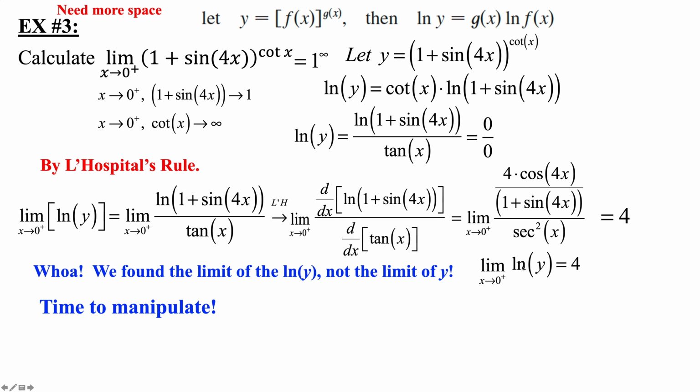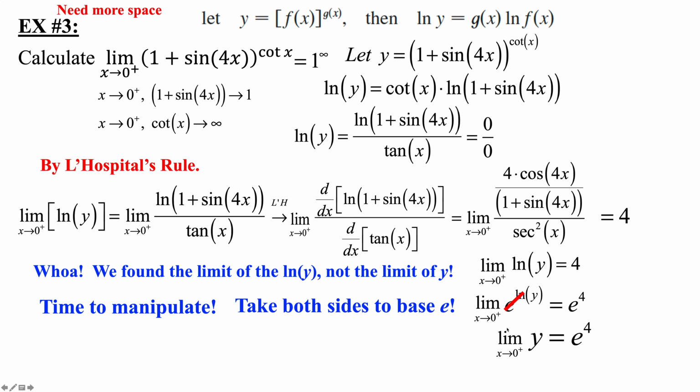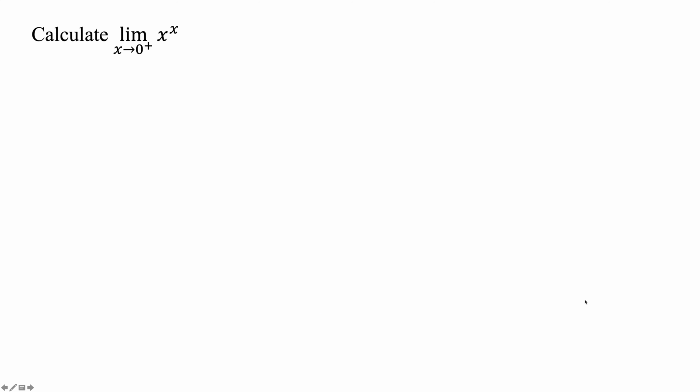Now you take base e to both sides. So the limit as x approaches 0 from the right of e to the natural log of y, well, e to the natural log will cancel each other out to be y, is equal to e to the fourth. So the limit as x approaches 0 from the right of y, remember we let y represent our entire function raised to a function, is equal to e to the fourth. Number one error is forgetting to do this last step.